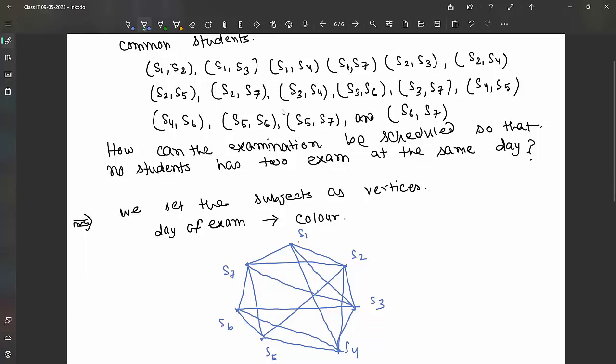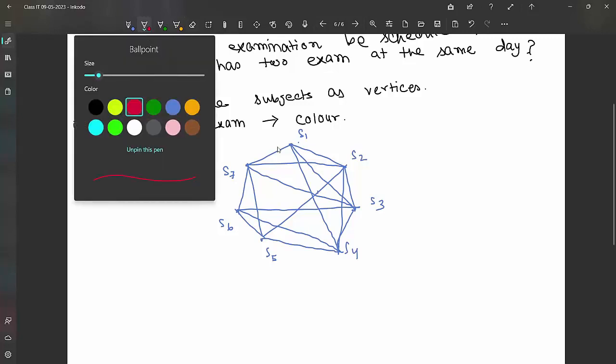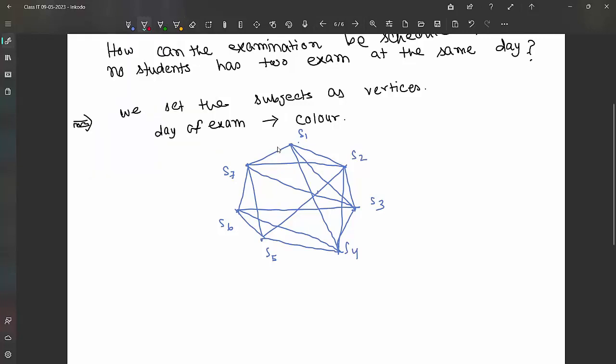Now you have to color the graph, and the color actually will give the day of examination. So from where do we start? Let's start coloring from S1. So we are giving S1, suppose, red color or green color, whatever it may be.